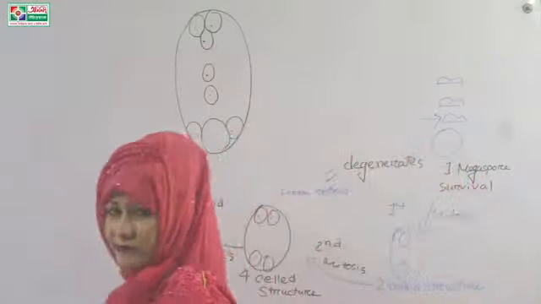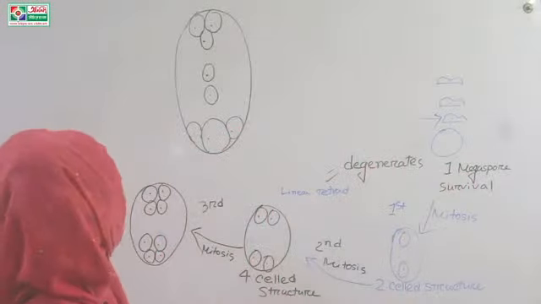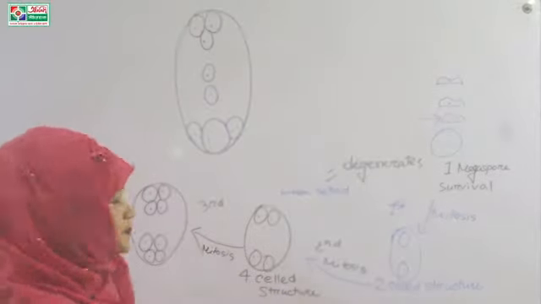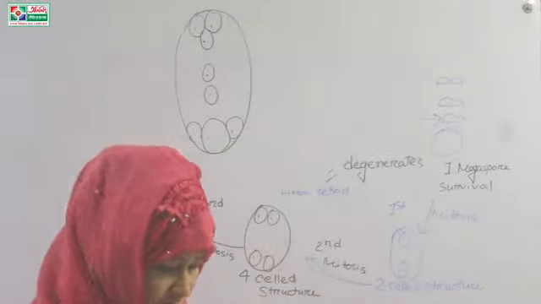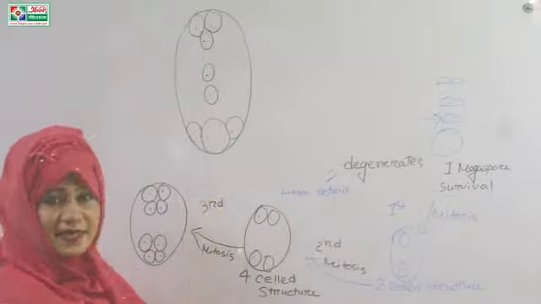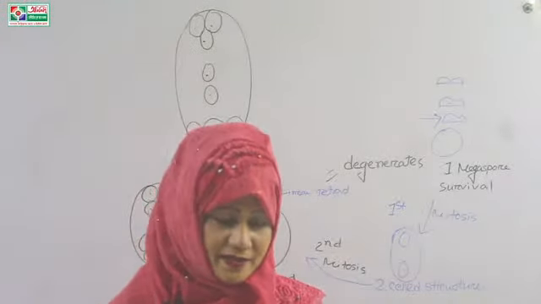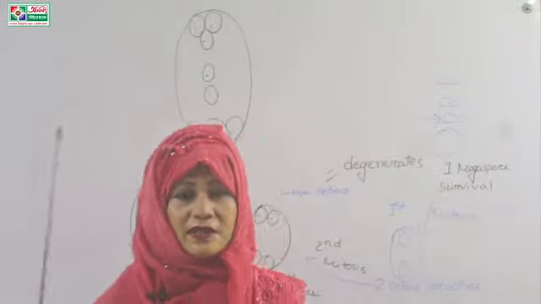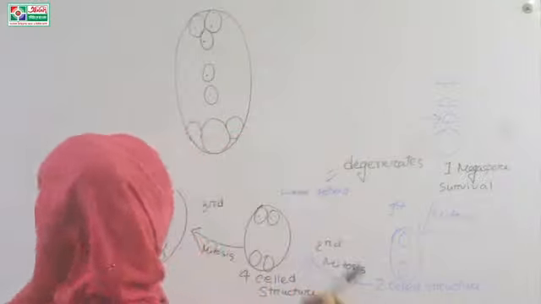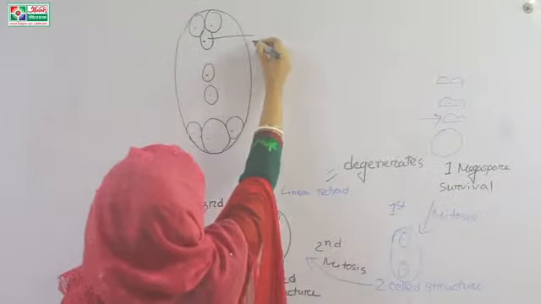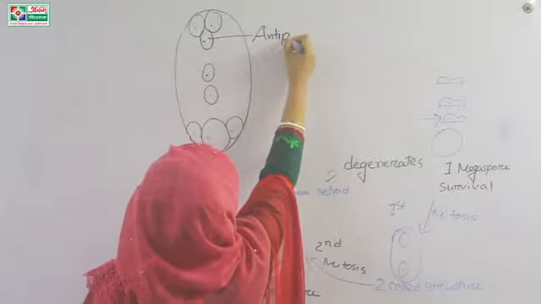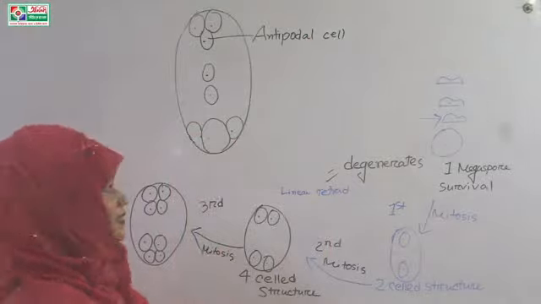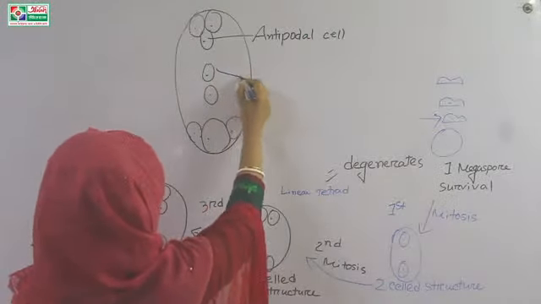What happens now? Wanna know? Yes. Now we should give them some names. These 3 cells are known as the antipodal cells. I'm writing antipodal cells. Right? And in the center there are 2 cells.